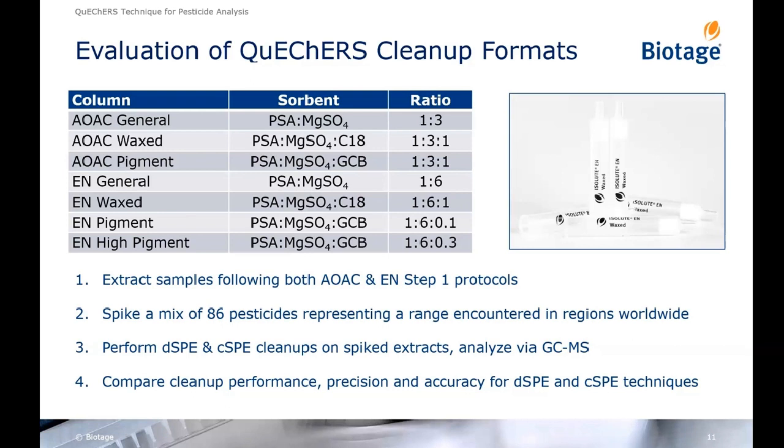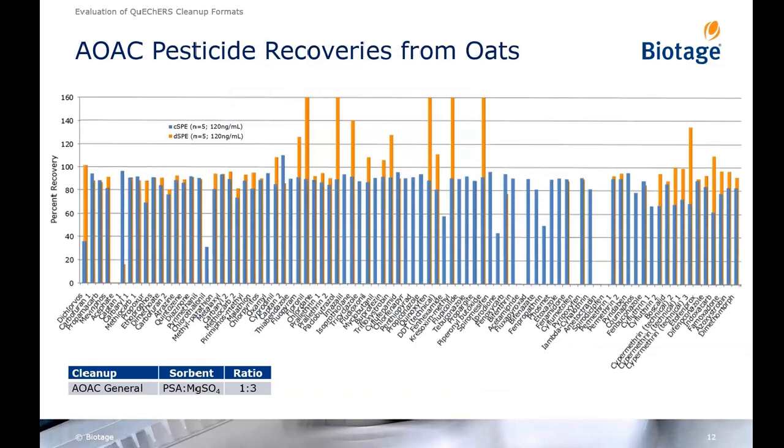From there, we compare the cleanup performance, precision, and accuracy for both techniques. And we even get a nice comparison of EN versus AOAC, which was something I did not foresee, but very interesting. So if you take a look at the recoveries for the AOAC pesticides, our first sample matrix that we looked at was oats. And we used the AOAC general cleanup sorbent, which has PSA and magnesium sulfate at a ratio of 1 to 3. Now, the blue bar represents the CSPE cleanup, and the orange bar represents the results from the dSPE cleanup, which is the traditional QuEChERS cleanup. And they're all spiked at 120 nanograms per mL, as stated earlier, and these are 5 replicate spikes.